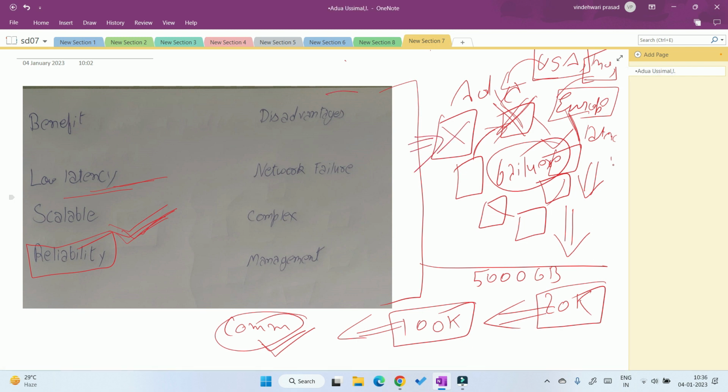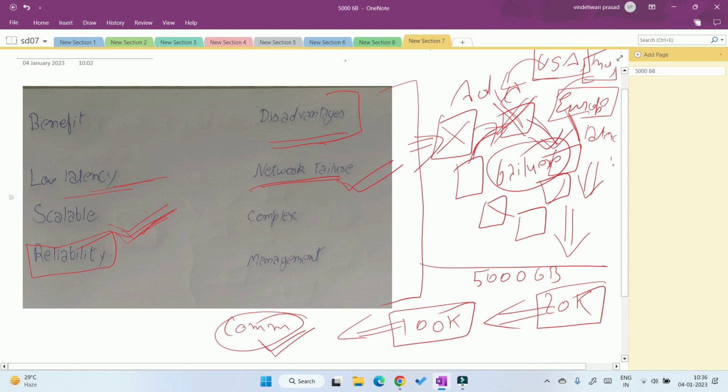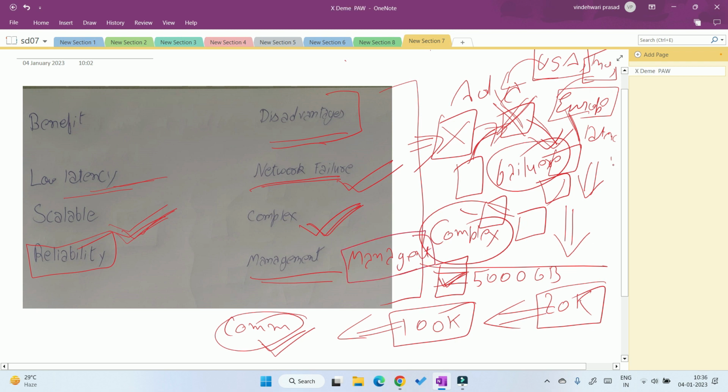But it also comes with some disadvantages. The first one is network failure. All the systems are connected over a network, so if there is a problem with the network, it becomes an issue. The second one is that it becomes very complex. In a distributed system everything is connected over a network, so it is a complex process, rather than a single system where everything is present in one place. Here everything is present in different places, so it becomes very complex. The third one is management. It takes more time and more energy to manage because there are lots of systems, so management becomes difficult.